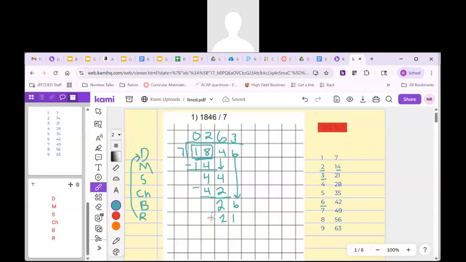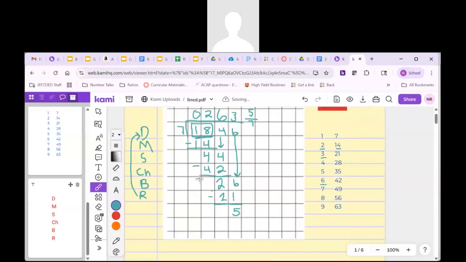And then we're going to subtract. 26 minus 21 is 5. We're going to check. Is 5 less than 7? Yes. Is there something to bring down? No. Am I turning this into a decimal? No. So my remainder is 5 leftovers out of the 7 I need to make a group. Okay. All right. Let's go on to problem 2.